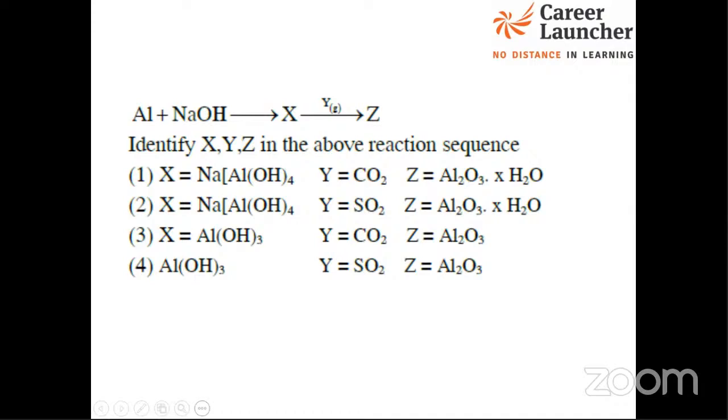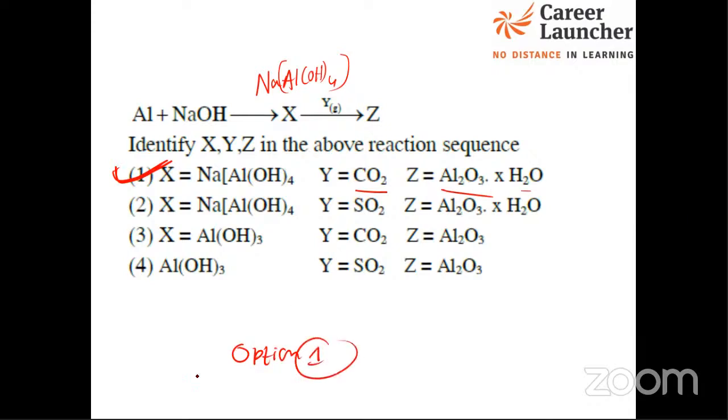If you observe carefully, the possibilities are: it forms Na[Al(OH)4]. This is the first one. And the second, Y is CO2 gas, and it forms Al2O3 and xH2O. So the first option is correct. The complex forms, and then CO2 gas is passed through that, forming Al2O3.